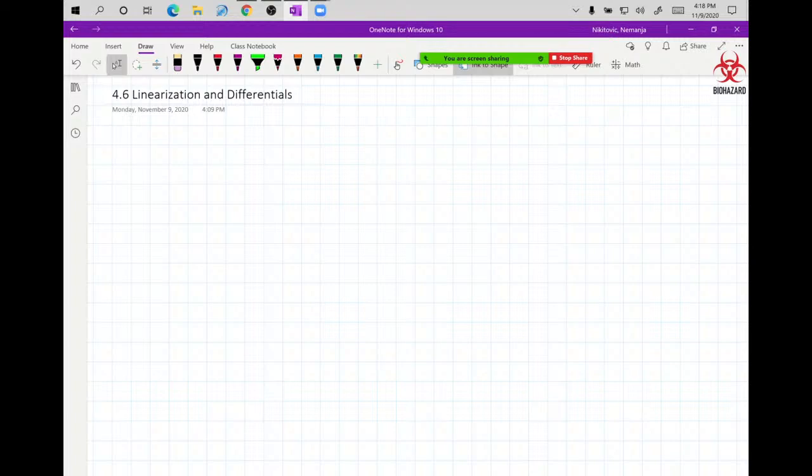So, what is this section about? This section is about approximating values rather than computing them exactly. If I want to find, let's say, the square root of 15, I immediately reach for my calculator, punch these numbers in, the decimals come up, I write the decimal answer, and I move along.